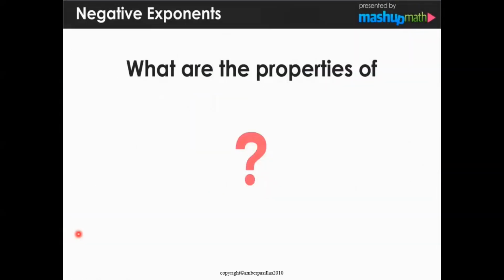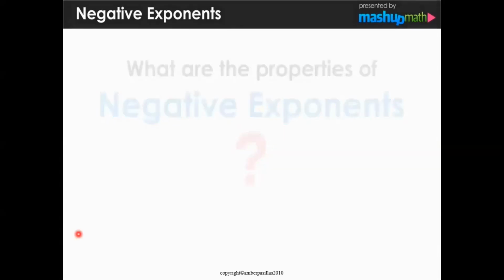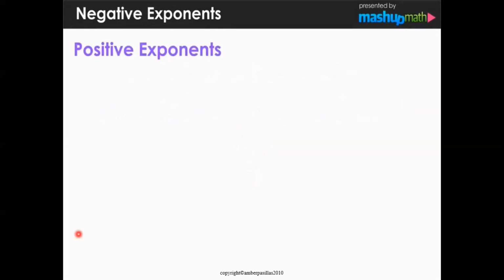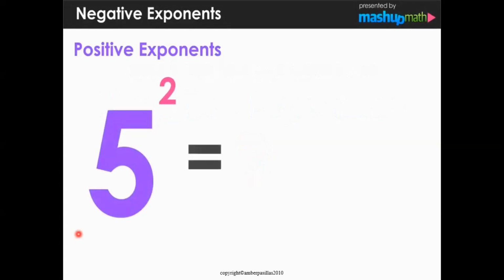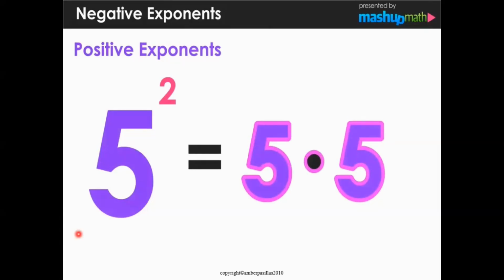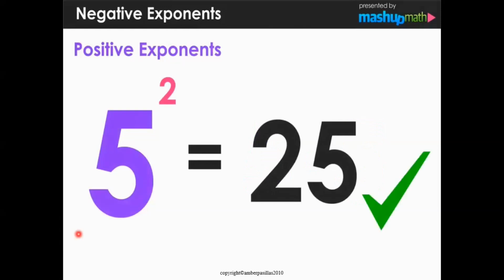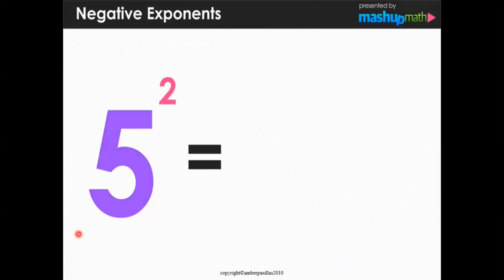Thank you again for joining me on this lesson where we are going to explore the properties of negative exponents. But first, let's reactivate what we already know about positive exponents. For example, 5 raised to the second power. We know that this is equal to 5 times 5. Another way to look at this is calling it 5 squared. And we also know that 5 times 5 is equal to 25. That's pretty easy and something that we should be familiar with.